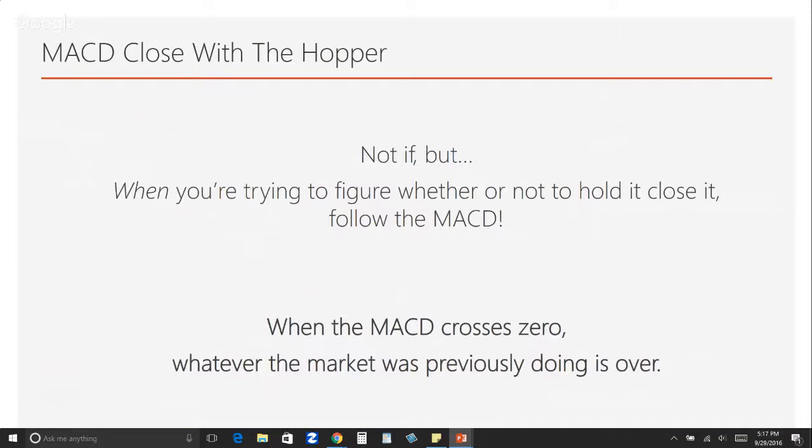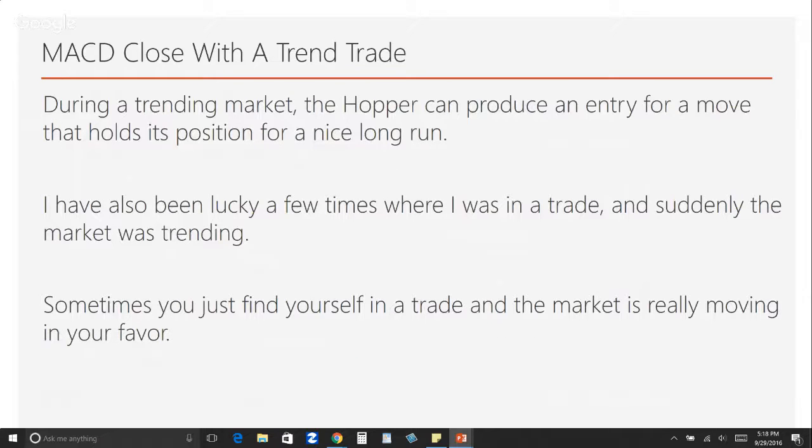All right, so the MACD close with the hopper, it's not a question of if, but when. When you're trying to figure out whether or not to hold it or close it, follow the MACD. And I say it that way because it happens to everybody at some point where you're just like, I don't know if I should just close this trade or stick it out a little longer. And this just puts an end to that agony that we all have felt. When the MACD crosses zero, whatever the market was previously doing, it's over. So that's the answer. That absolutely ends the discussion when you're trying to decide about staying in the trade longer or letting it go.